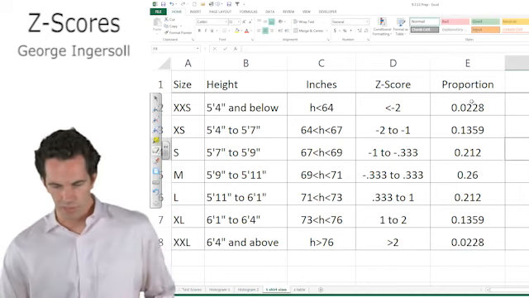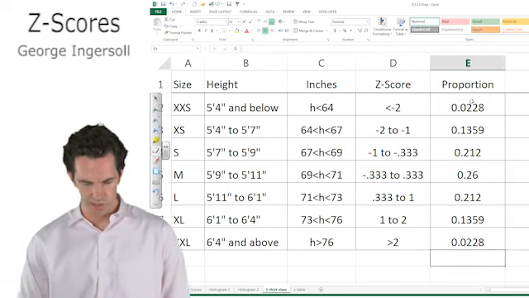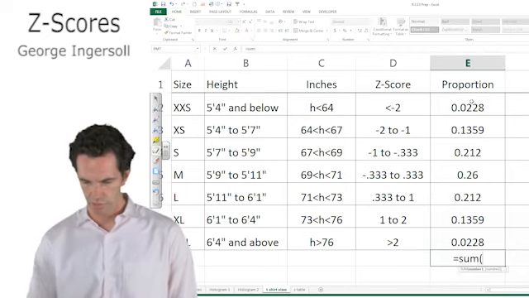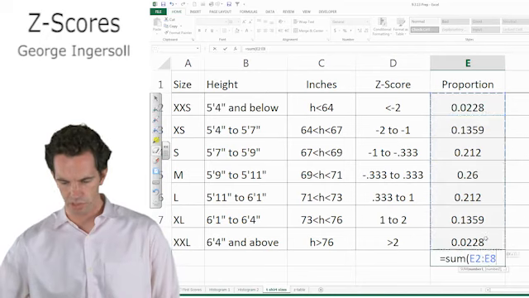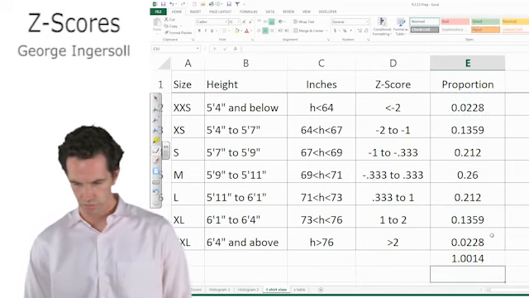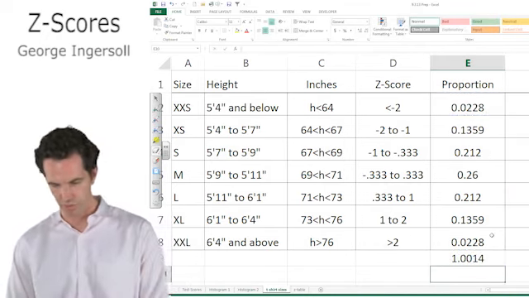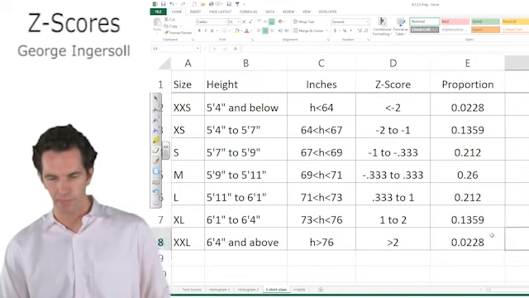All right, so now I've got our proportions, and let's just do a quick sanity check. Let's make sure these add up to 1, because when you're talking about proportions, they all need to add up to 1. Well, close enough. That's just a little bit of rounding error. I'm going to live with that.